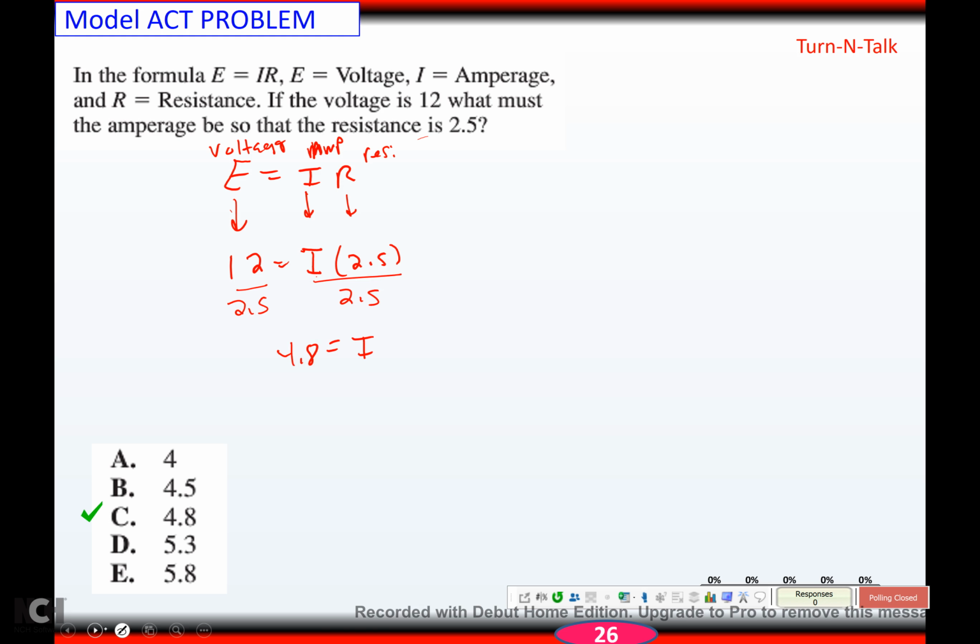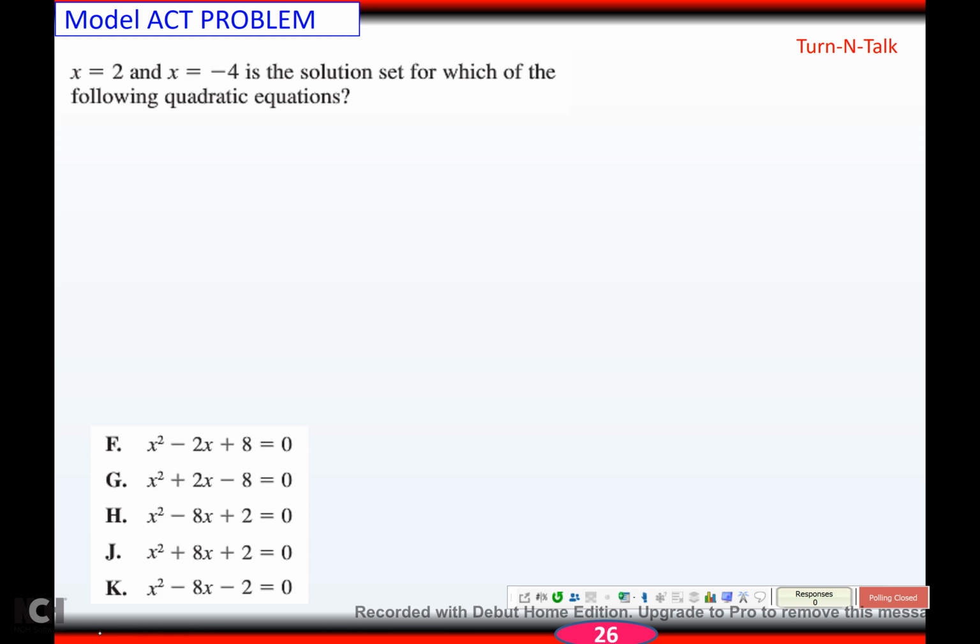Okay? All right, try this one. Hit pause. Come back when you're ready. And hopefully you got G.